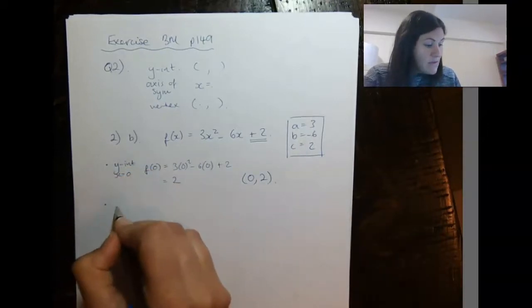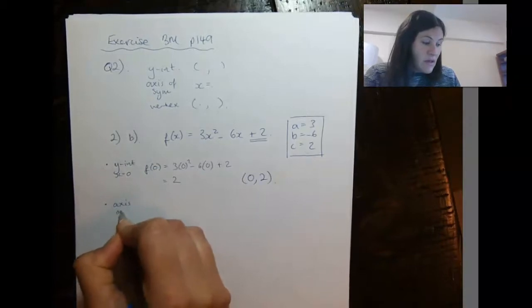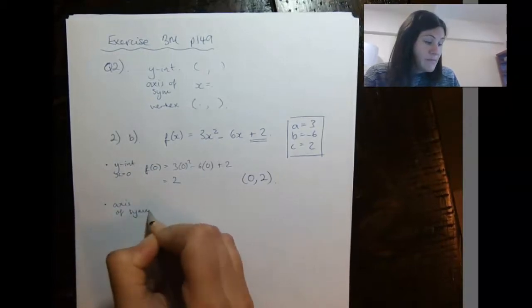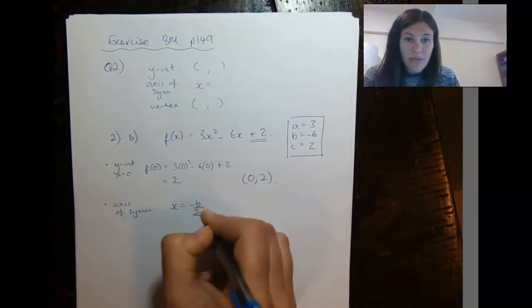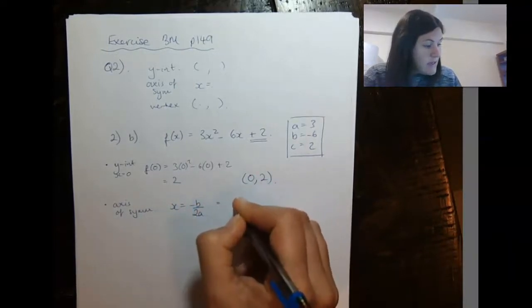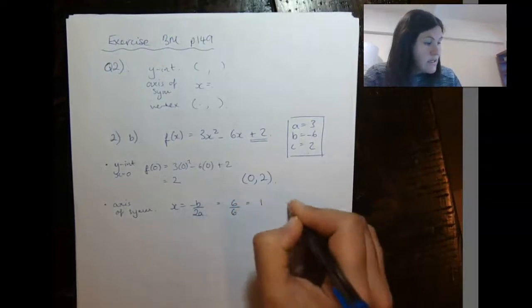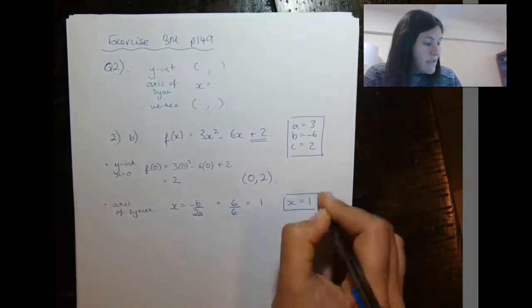For the axis of symmetry, I need to remember the equation. x equals minus b over 2a. So that's going to be here minus negative 6 over 2 times 3, which is 6 over 6. So x equals 1 is my axis of symmetry.